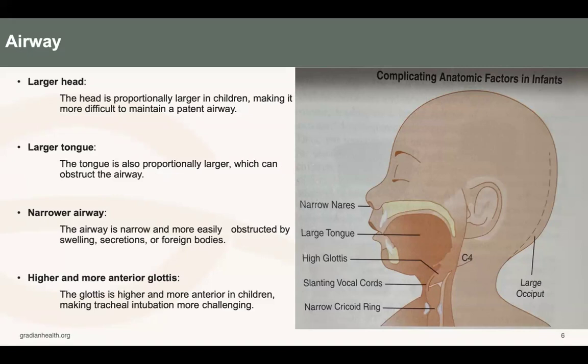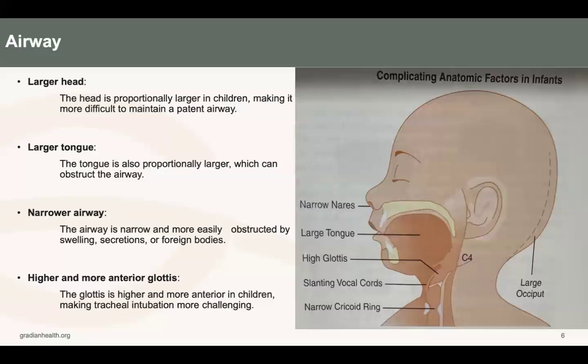And so when we position them before induction, we make sure we put some form of support like pillows, and put their head in a neutral position, supporting the head so that the airway is maintained, the patency of the airway maintained.